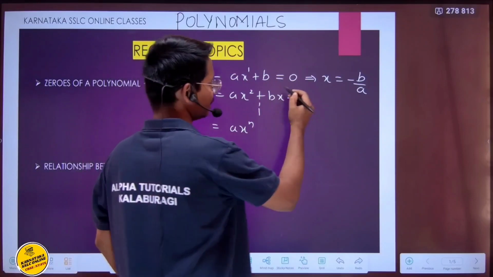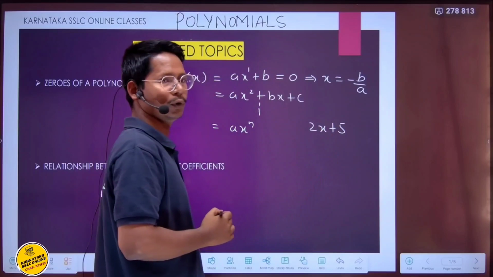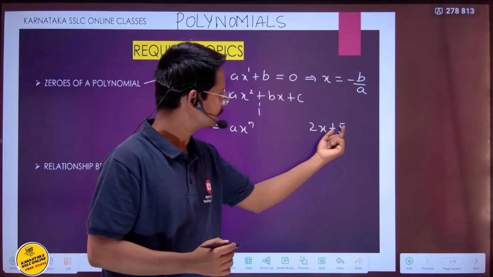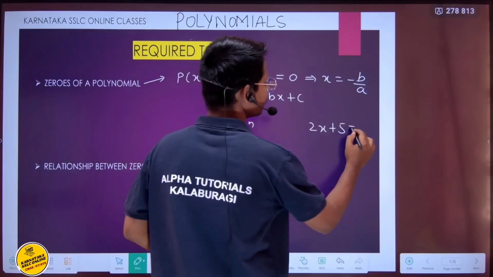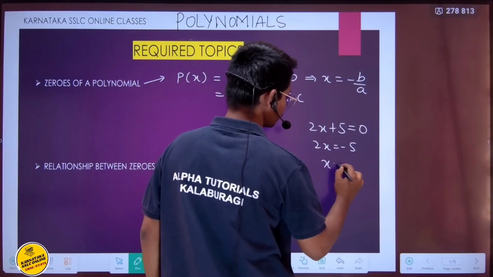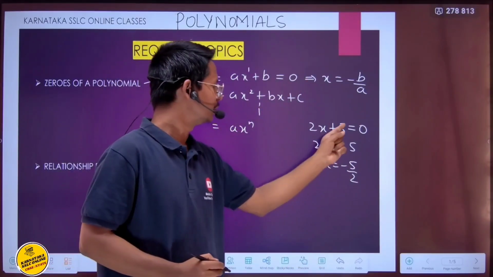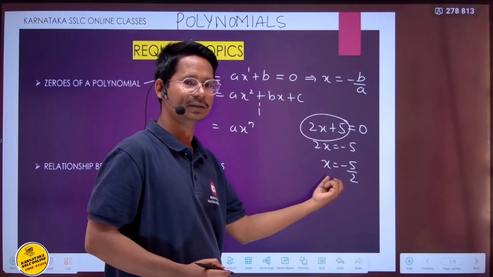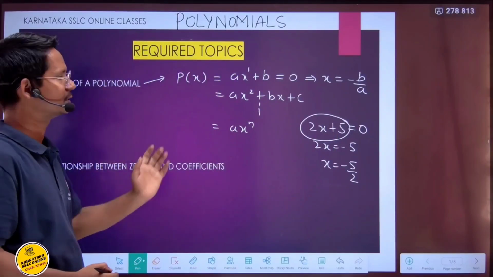For example, I'll take a simple linear polynomial, 2x plus 5. I want to find the zero of this polynomial. It means for what value of x this expression gives you 0. For that you can equate this to 0. So 2x equals minus 5 and x equals minus 5 by 2. In the place of x, if you put minus 5 by 2, this polynomial is going to be 0. So this value of x for which the polynomial gives 0 is called a zero of a polynomial. This is for linear.